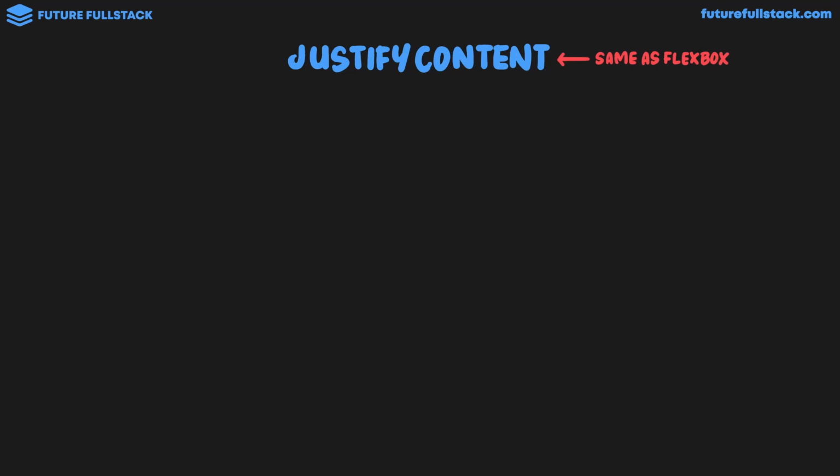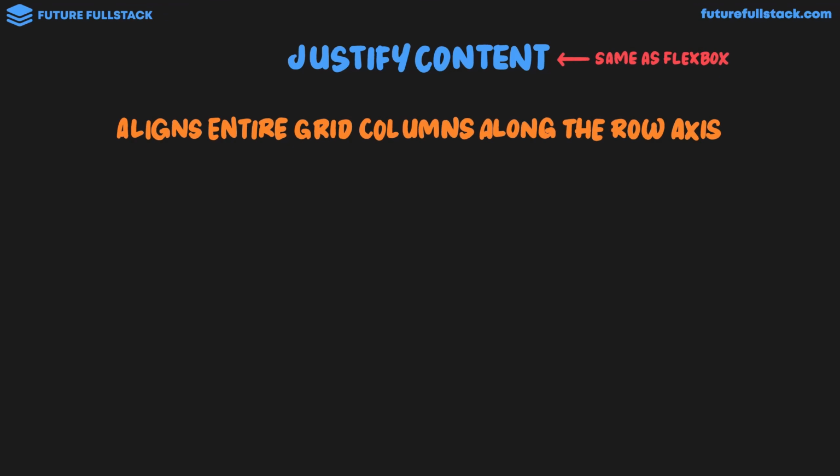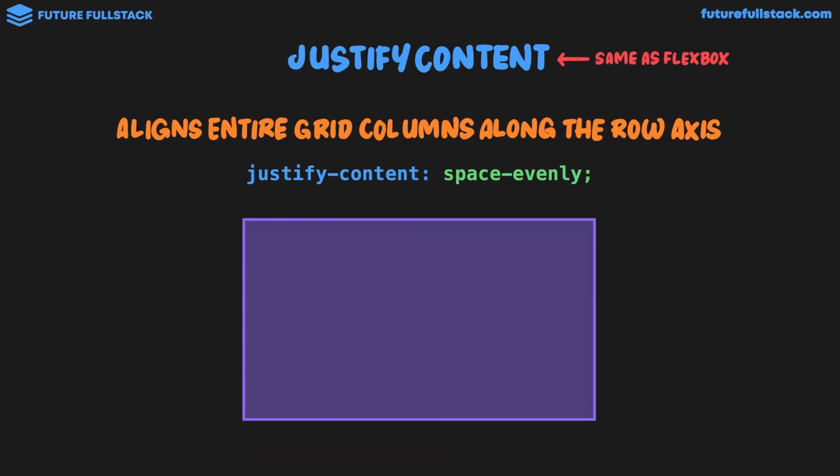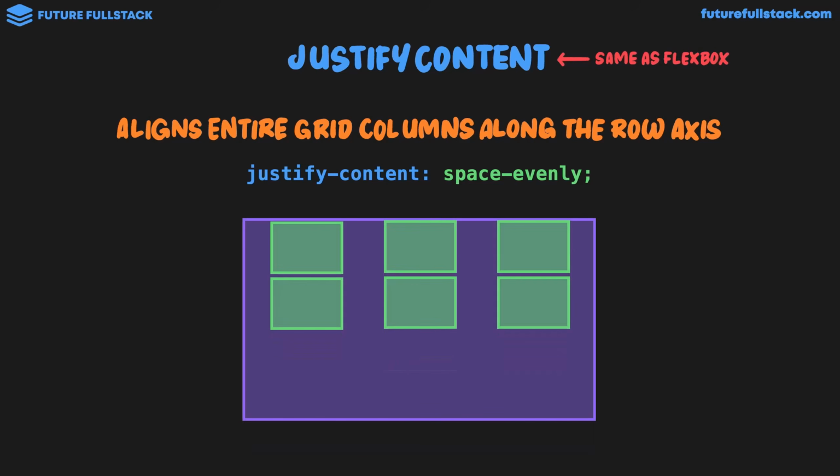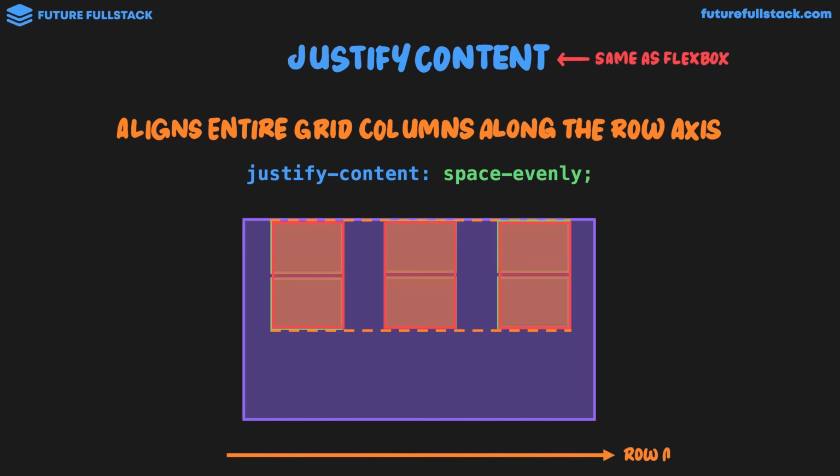Justify content in CSS Grid aligns entire grid columns along the row axis. So in CSS, it looks like this. The property justify content, which is the same as we've seen in Flexbox, with a value like space evenly. Looking at this in diagram form, we have our grid container, our grid items. I'm going to add in the horizontal grid lines, and I'm just going to overlay the grid columns over our grid items. So the justify content space evenly property is aligning our grid columns, shown in red, along the row axis.